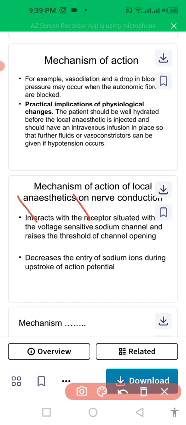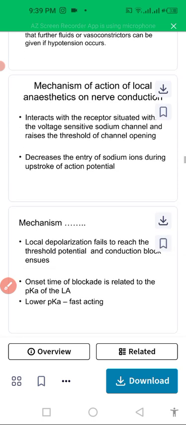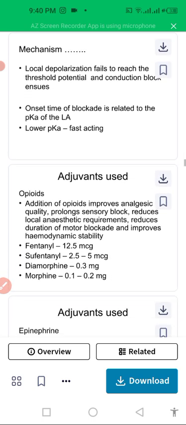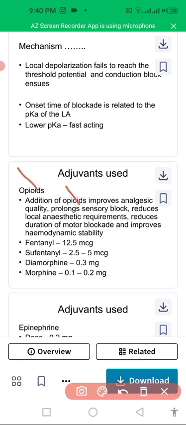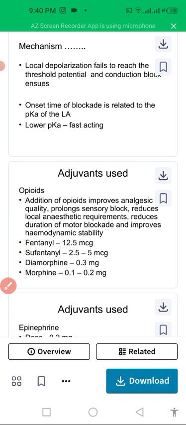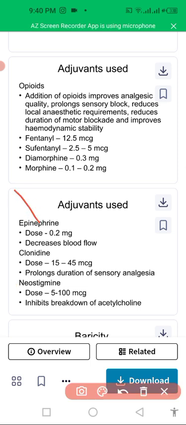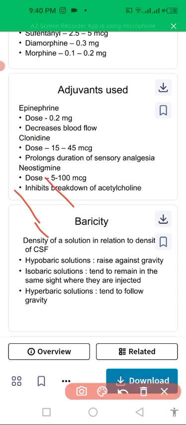They interact with receptors situated on the voltage sensitive sodium channel, decreasing sodium entry and the upstroke of the action potential. Opioids can also be used for analgesia, prolonged sensory block, and to reduce local anesthetic requirement. Opioids like fentanyl, morphine, and other opiates can be used. Ephedrine should be used with a dosage of 0.2 mg per kg. Baricity is also looked at for spinal anesthetic agents: the density of a solution relative to the density of the CSF.